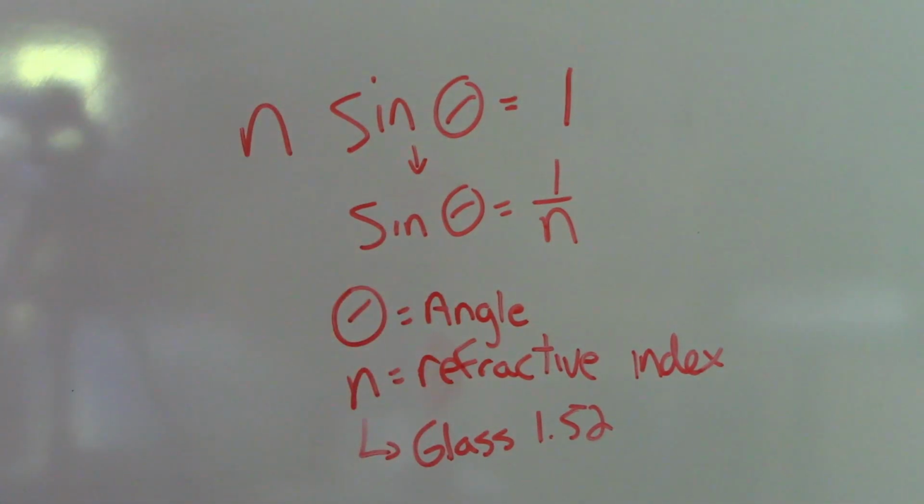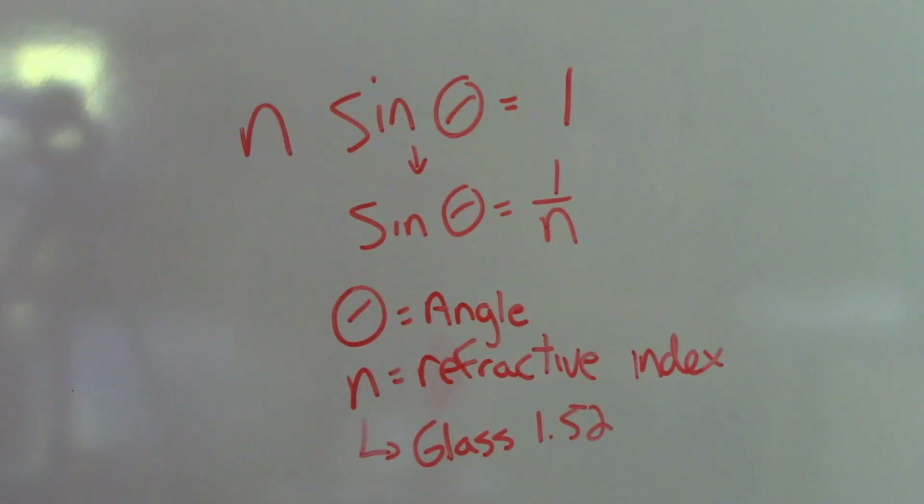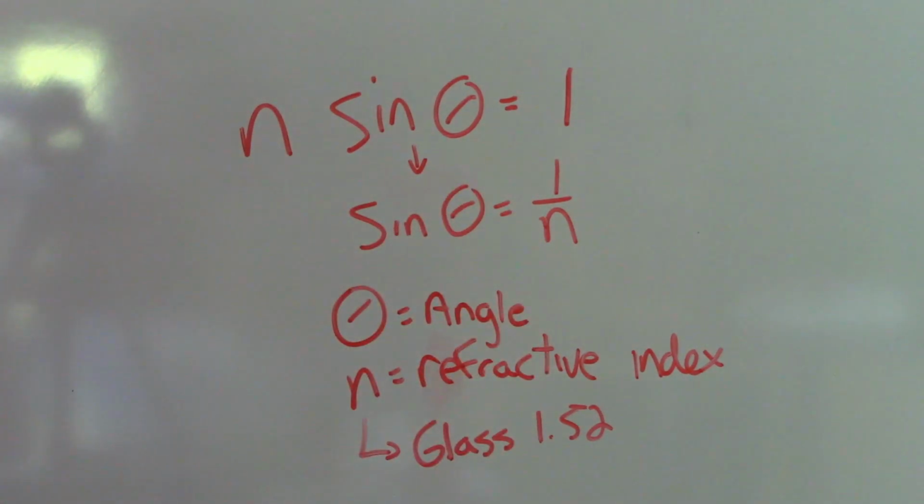So you have the sine of that angle coming in. n is your refractive index, which is literally just a number that relates to the material specifically. For glass, that number is 1.52. So to find the critical angle, all you have to do is put 1 over 1.52, take the inverse sine of that, and you can find the angle at which glass will have total internal reflection.